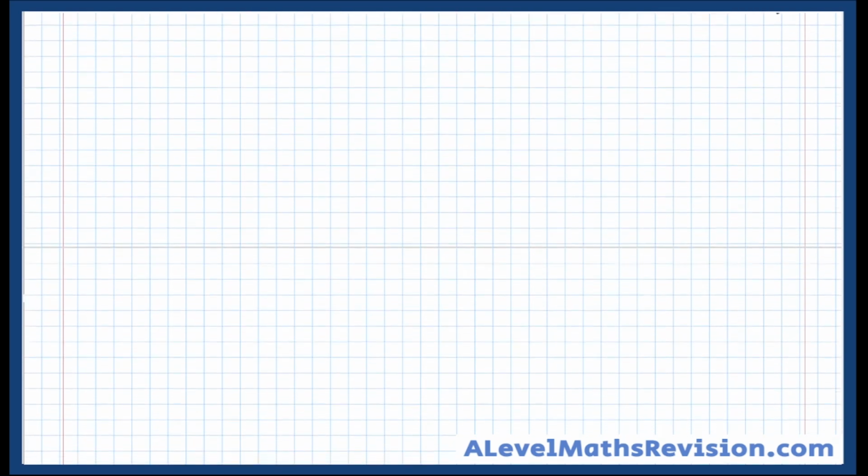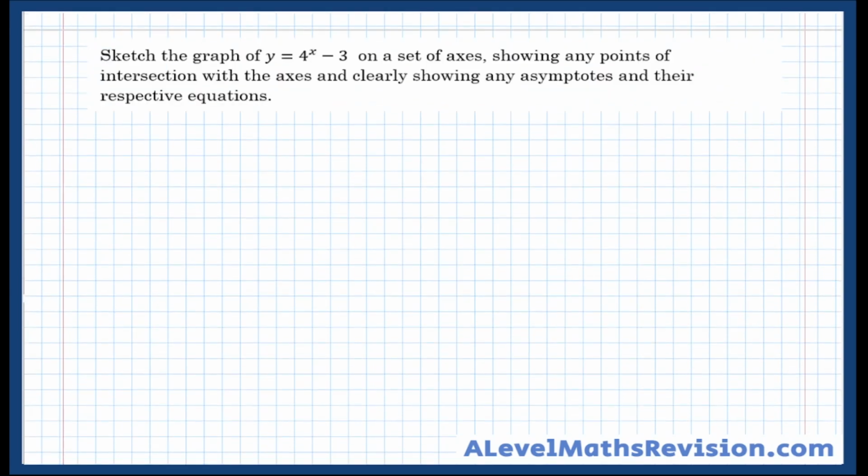So let's do another example, and this is one involving transformations. Sketch the graph of y equals 4 to the x minus 3 on a set of axes, showing any points of intersection with the axes and clearly showing any asymptotes and their respective equations.